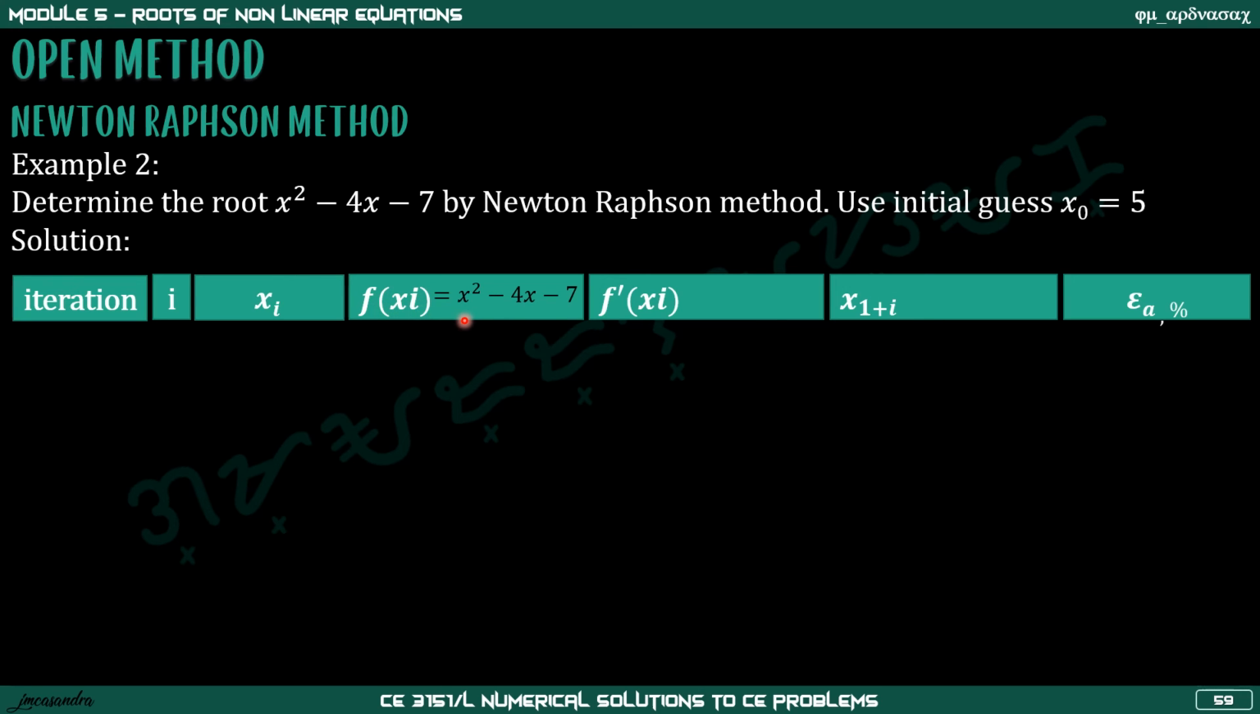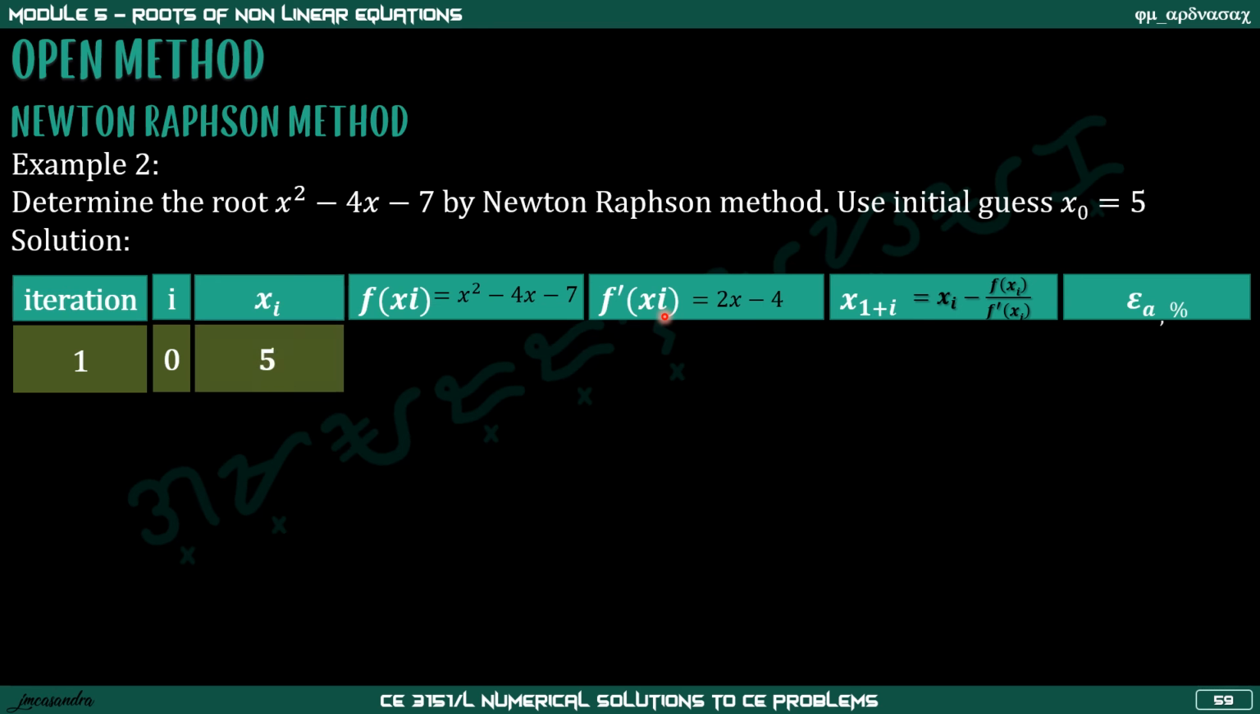So for function of x sub i, it's equal to the given equation x squared minus 4x minus 7. The derivative of the equation will simply be equivalent to 2x minus 4. And for our x sub i plus 1, that's equal to x sub i minus f of x sub i divided by its derivative. So our first iteration, i is equal to 0. So x sub 0 is 5. Substitute 5 in our equation, we now arrive at negative 2.